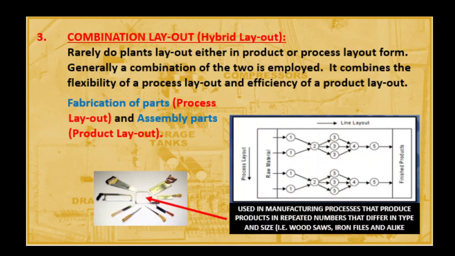So saan ginagamit to? They are used in manufacturing processes that produce products in repeated numbers. However, they differ in type as well as corresponding size. So, let's have example sa pagmamanufacture mga wood saws kung saan from coarse to fine, ganun din sa iron files and the like.